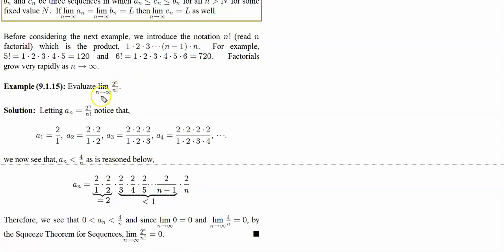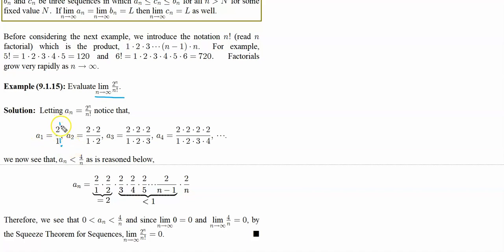So here we want to evaluate the limit as n goes to infinity of 2 to the nth power divided by n factorial. Now, to tackle this problem, let's write out what a few terms look like to get an idea of what's going on here. So first of all, notice that a sub 1 is going to be 2 to the first power divided by 1 factorial.